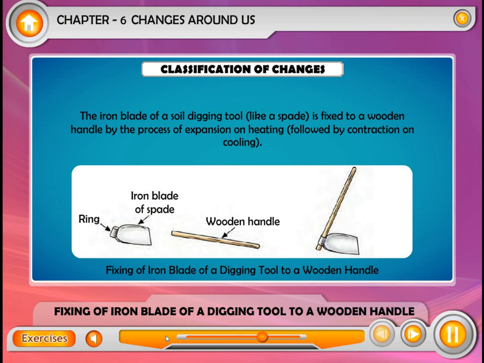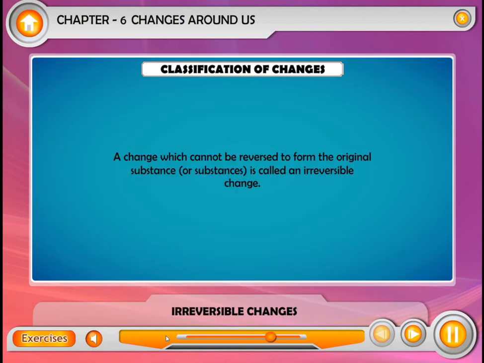To fix the handle, the ring of the iron blade of the spade is heated over a fire. On heating, the iron ring expands and becomes slightly bigger in size. One end of the wooden handle now easily passes through the hot ring. Cold water is then poured over the hot ring of the spade blade to cool it. On cooling, the hot ring of the spade blade contracts, becomes smaller in size, and fits tightly onto the wooden handle.